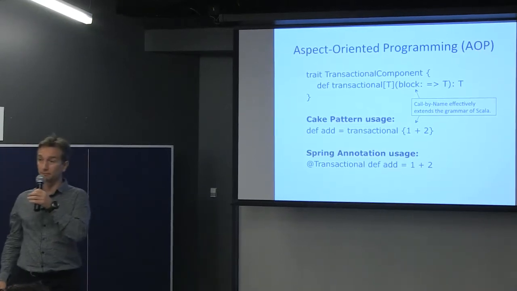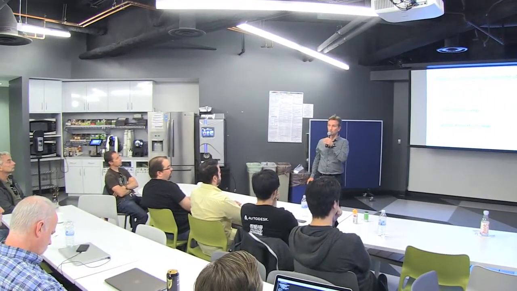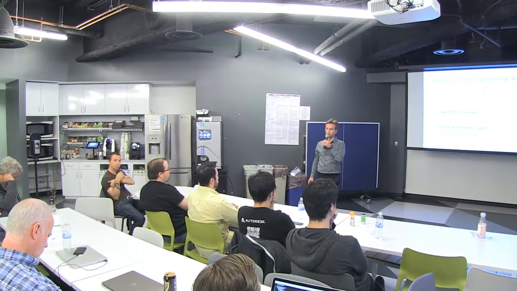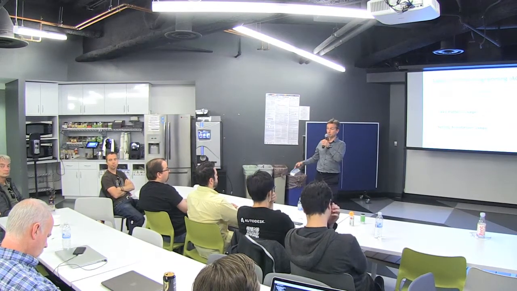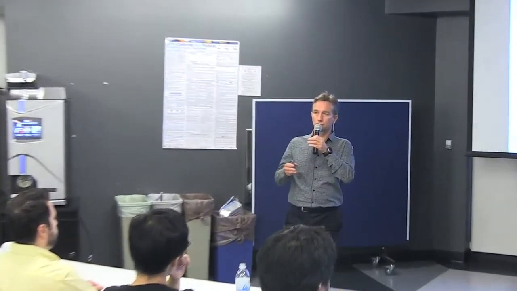Does the pattern allow you to compose multiple transactional blocks? So for example, you have def add equals transactional equals 2. If you had a similar thing like def subtract equals transactional equals 2. You mean you've got one method which is transactional and then it calls another method that's transactional? Okay, right. So the question is, what happens if you've got multiple transactionals? In other words, you'd have something like in transaction, for example.